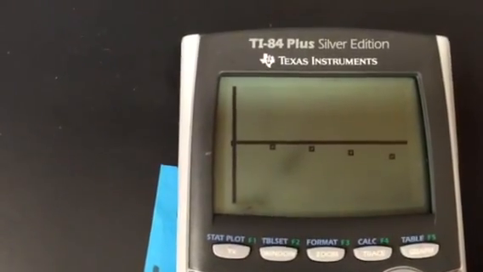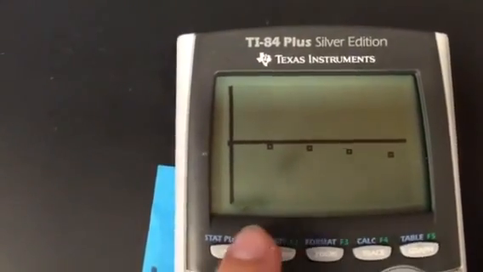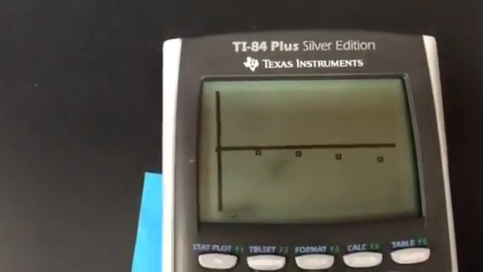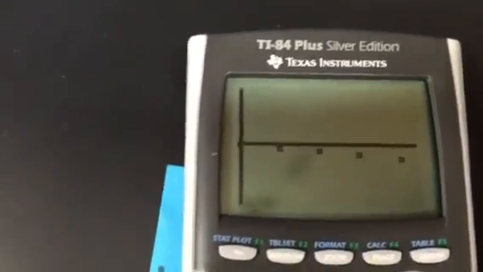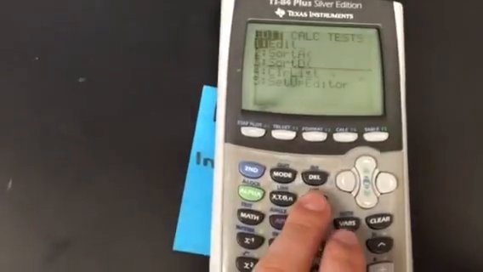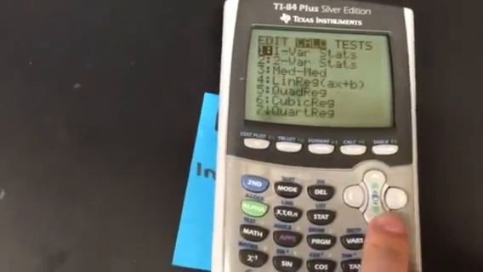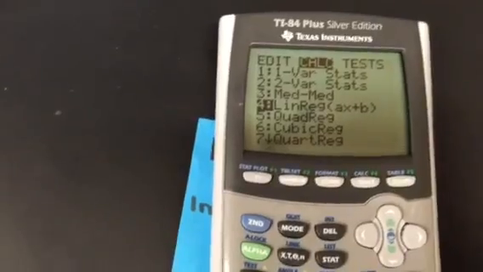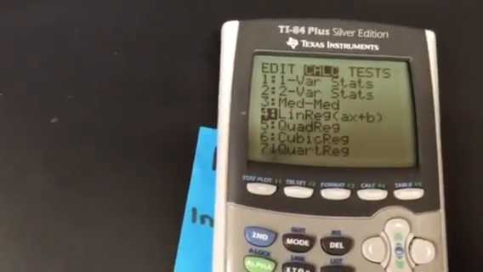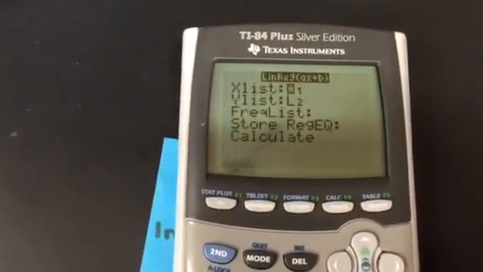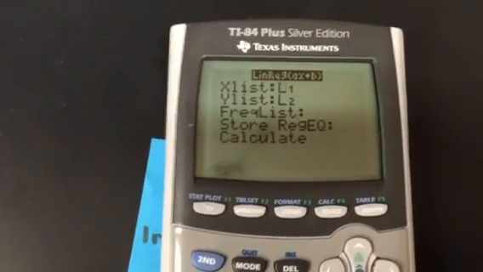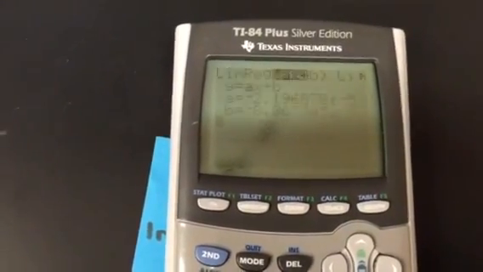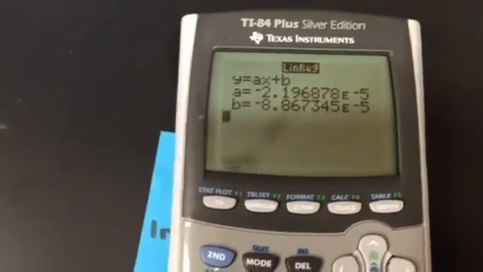And so I want to figure out what the equation is for this, because I want to know what the slope is in order to determine my rate constant. So I'm going to hit Stat, scoot over to Calc, and go down to LinReg. That's going to show me the linear equation that fits that graph. So L1 is my X list, L2 is my Y list, and so your equation is this.